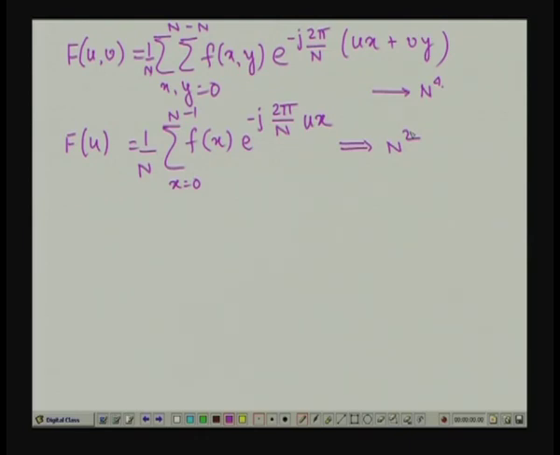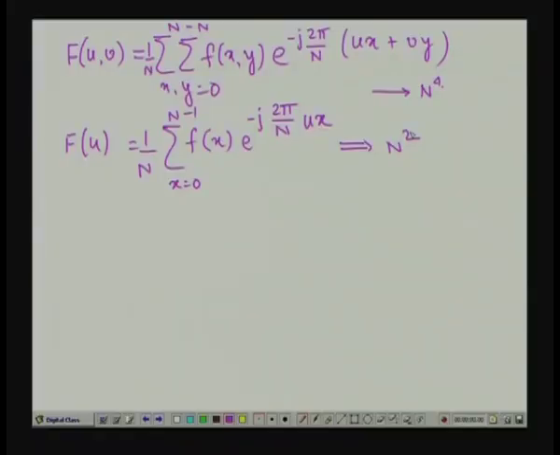So, for implementation, we have discussed earlier that if our transformations are separable, in that case we can go for a fast implementation of the transformations. Let us see how that fast implementation can be done in case of this discrete Fourier transformation. Because of this separability property, we can implement this discrete Fourier transformation in a faster way.